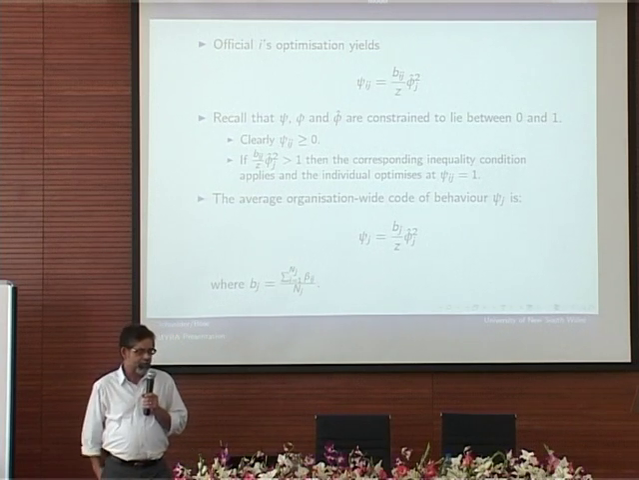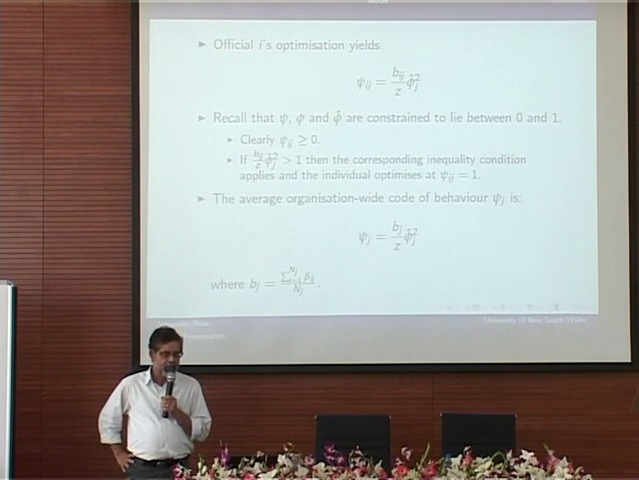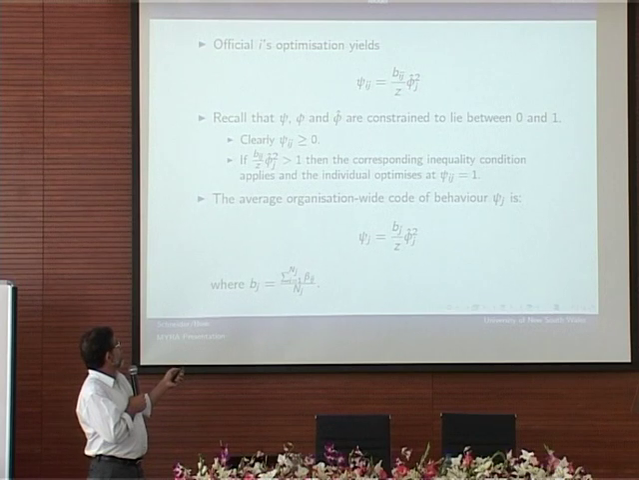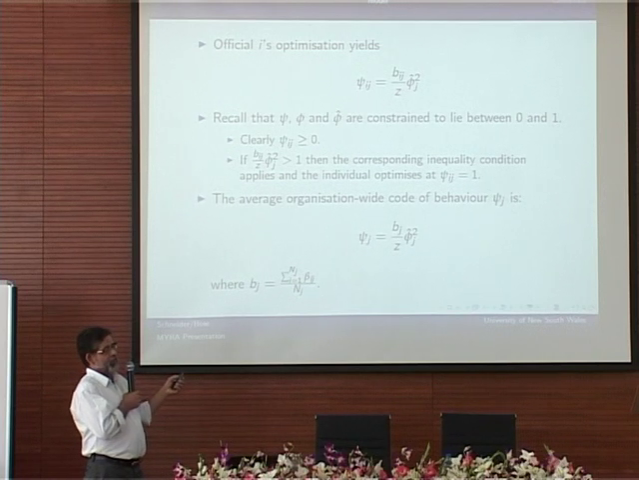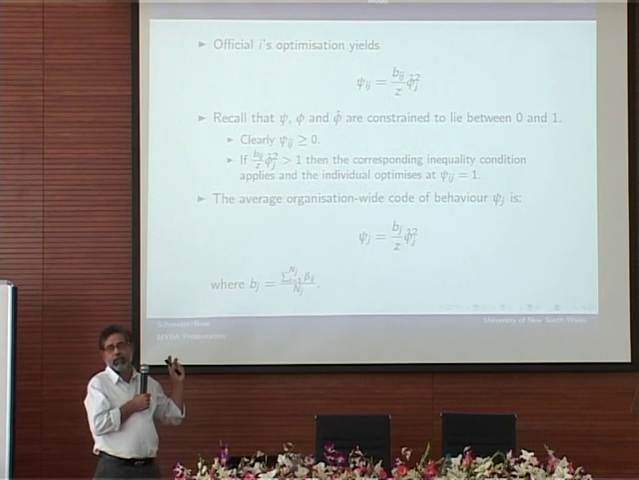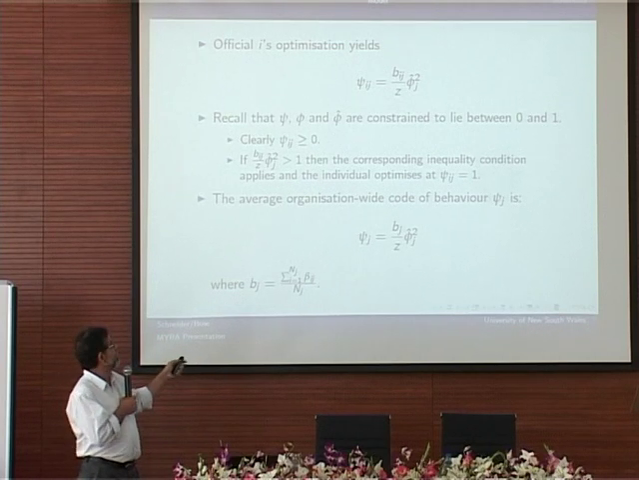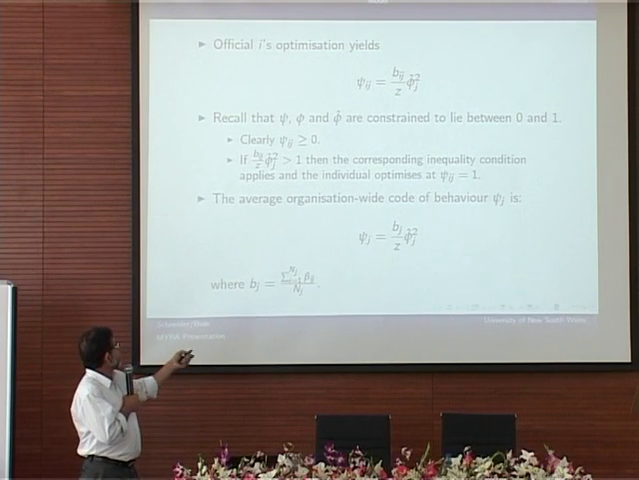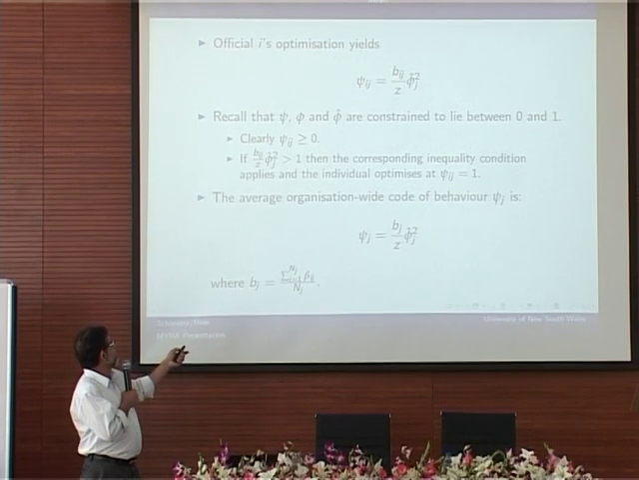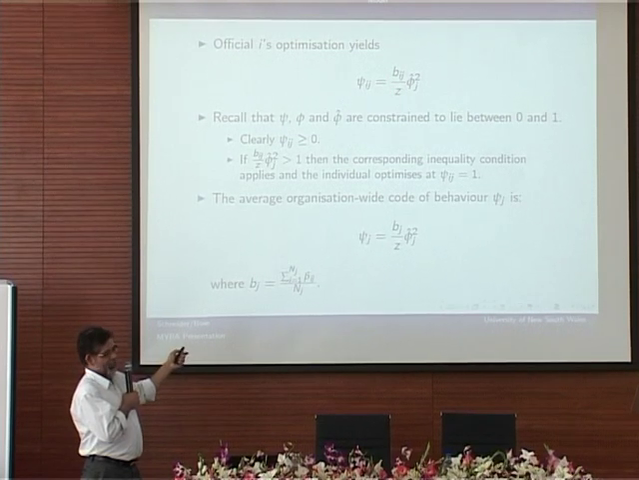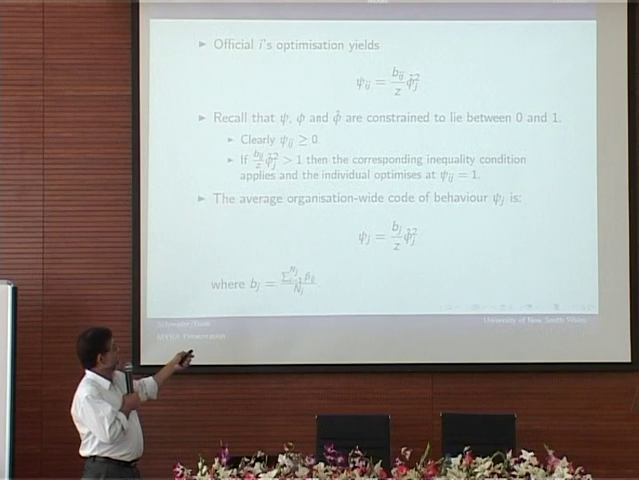So the individual official chooses a psi, which is equal to that. The B is his maximum corruption opportunity. The Z is a scaling factor that aligns his moral cost with his income opportunity. So the higher his opportunities are, the more corrupt he chooses to be. The higher his moral cost is, the less corrupt he will choose to be, given a natural stance.